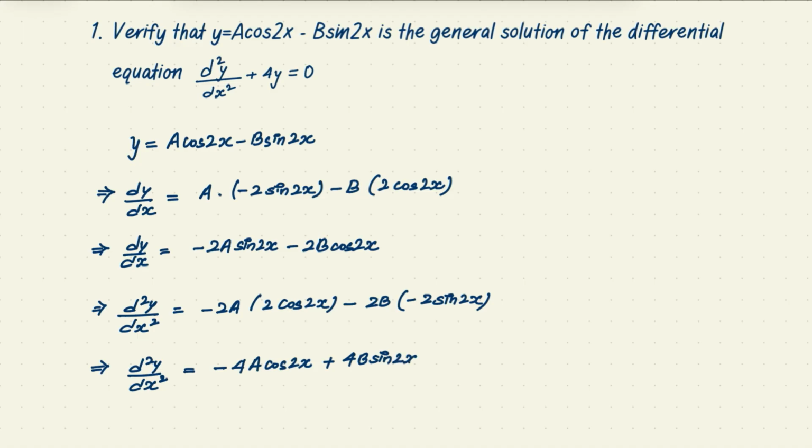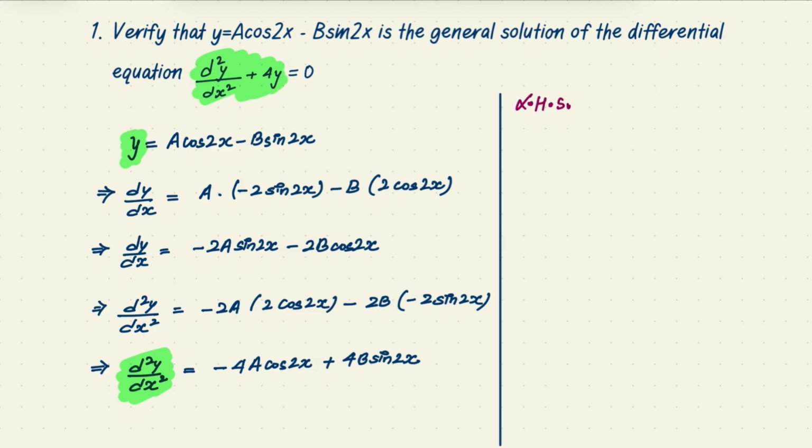Now since we got the value of d2y over dx2 and we know the value of y, let us put them in the left hand side of this given equation. So the left hand side of the differential equation is d2y over dx2 plus 4 into y. Let us put the value of d2y over dx2, that is minus 4A cos of 2x plus 4B sin 2x, and that is plus 4 into y.